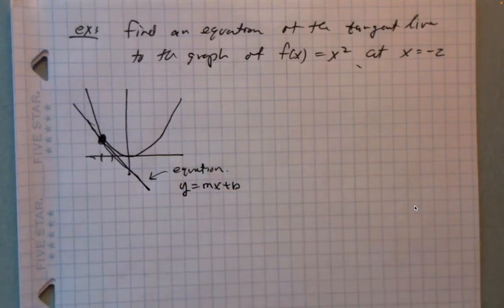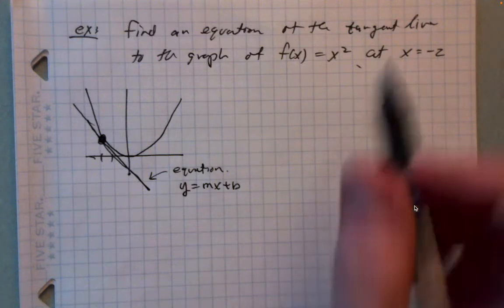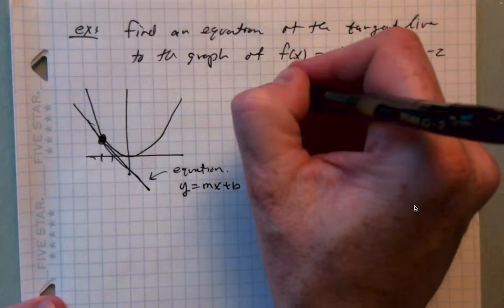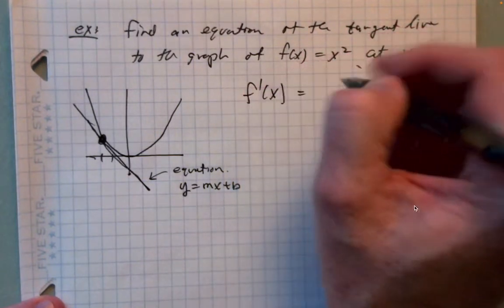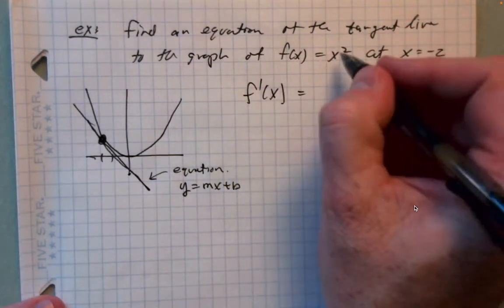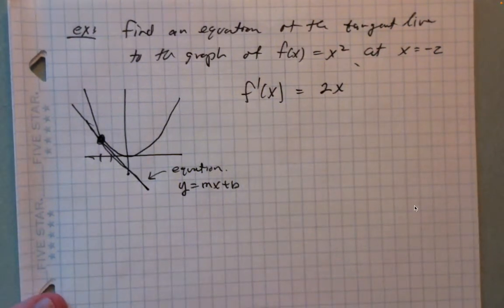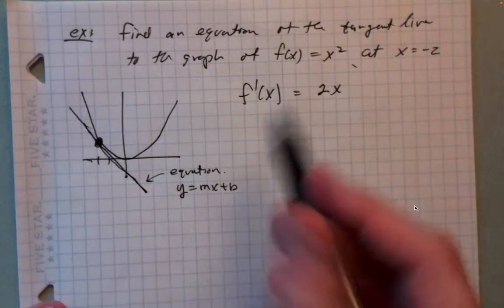We need to figure out the m and the b in this case. Well, first we're going to need that slope, so that means we're going to need to calculate the derivative of the quadratic function here. And we can do that really quickly. F prime of x is equal to 2x, right? Bring down the 2, n is equal to 2, bring the n down front, and then it's n minus 1, which is 2 minus 1 is 1. So you just get 2x.